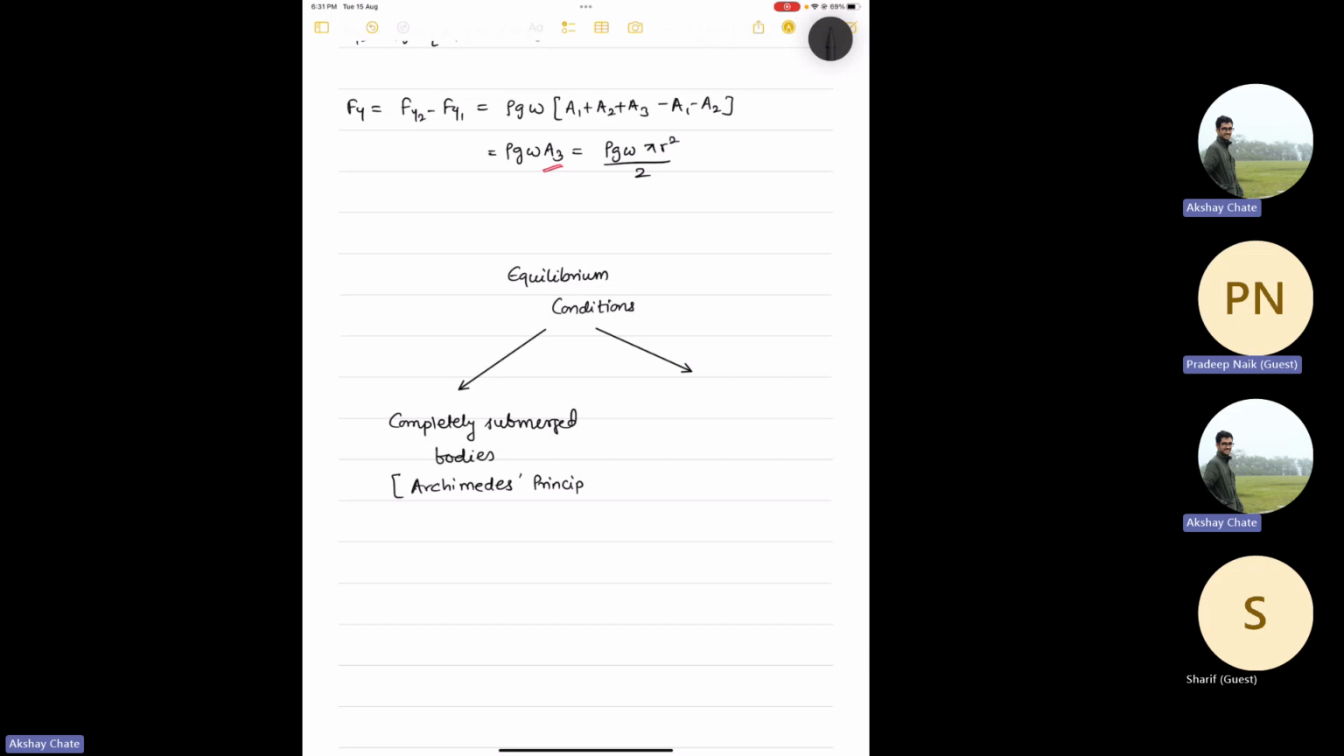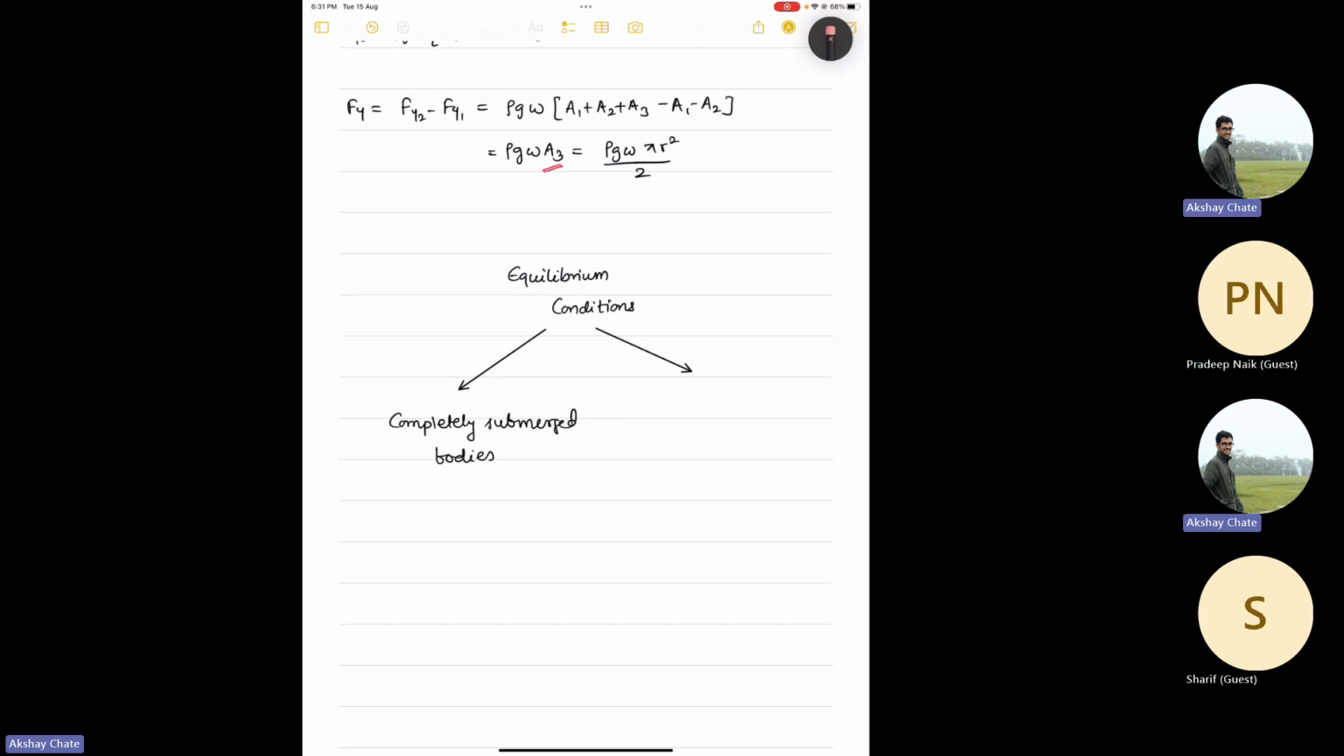Can somebody tell me what it is, Archimedes principle? In simple terms also, if you can tell, it will be better. So the volume that the floating body occupies is equivalent to the volume of the liquid that it displaces. The weight of the body.